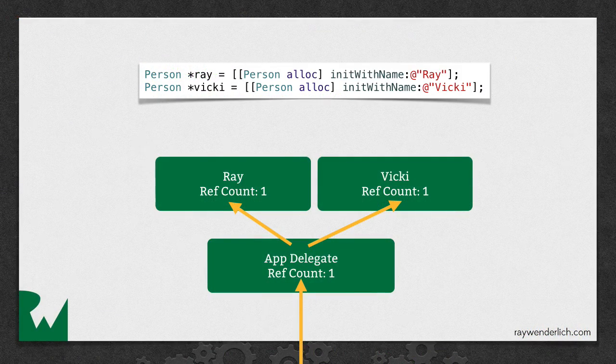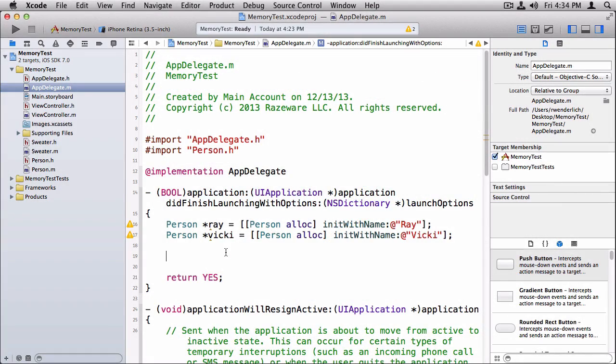Okay, at this point, the retain count looks like this. Note that something is referring to the application delegate, so it has a reference count of at least 1. And the application delegate here has a Ray and a Vicky object, of which the retain count is also 1. Why? Because when you call init, by convention. Okay, now let's create two sweaters.